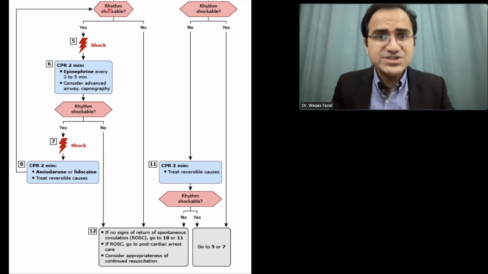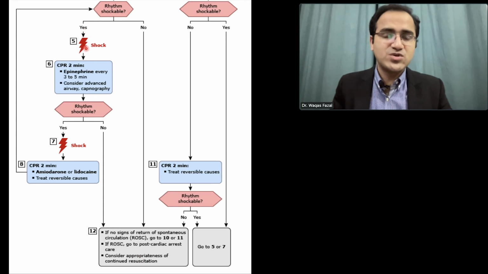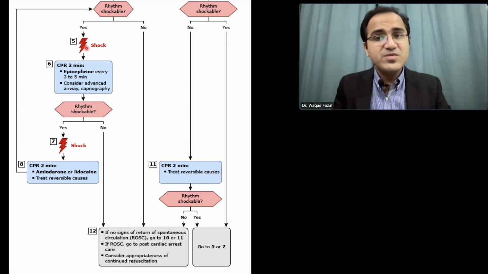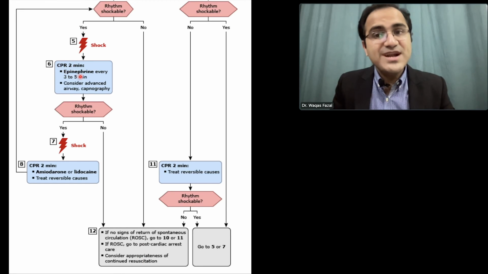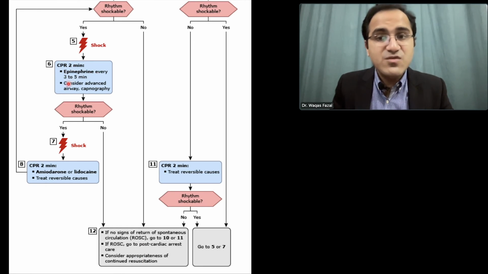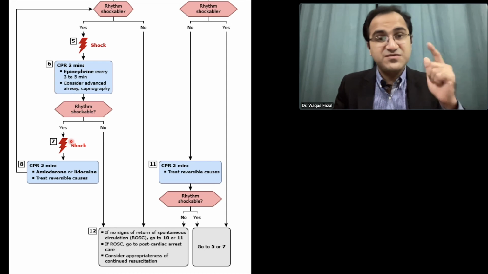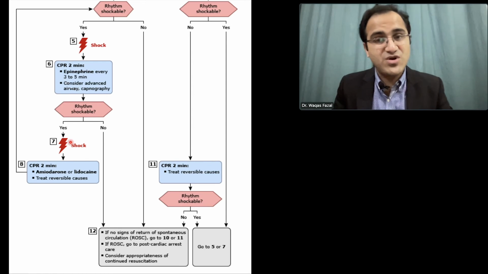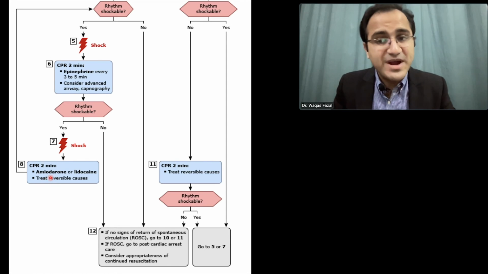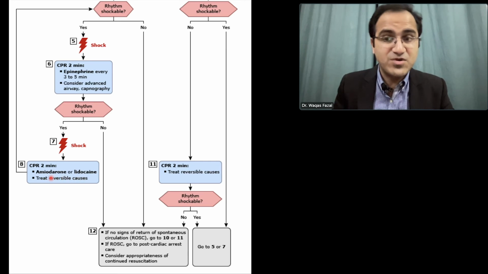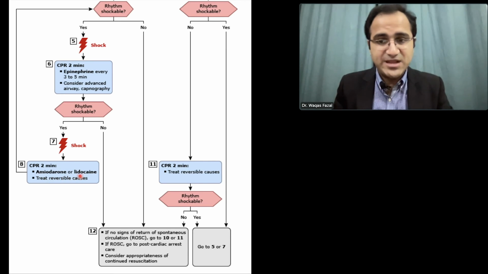Now, if it is a shockable rhythm, you again give shock to the patient. You again defibrillate the patient. And then you continue CPR, and with that you give epinephrine 1 mg every 3 to 5 minutes. And then again you check the rhythm, whether the rhythm is shockable or not. If there is V.Fib, V.Tach, you again give the shock. And after this shock, you give amiodarone or lidocaine. I'll talk about the amiodarone and lidocaine in a while.